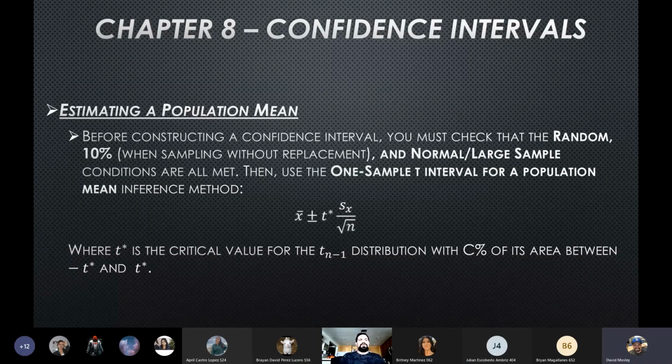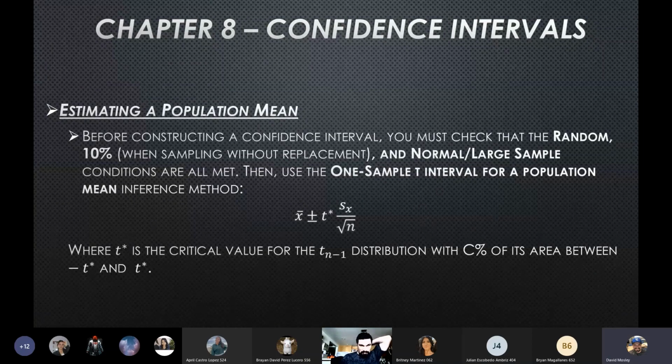Okay. We can also estimate a population mean using confidence intervals. And again, we have to check our conditions first: random, 10% when sampling without replacement, and normal large sample. Right? Then we use the one sample t interval for population mean inference method. That is x bar plus or minus t star times s sub x, the standard deviation of the sample, divided by the square root of n, where t star is the critical value for the t n minus 1 distribution, meaning degrees of freedom, right?